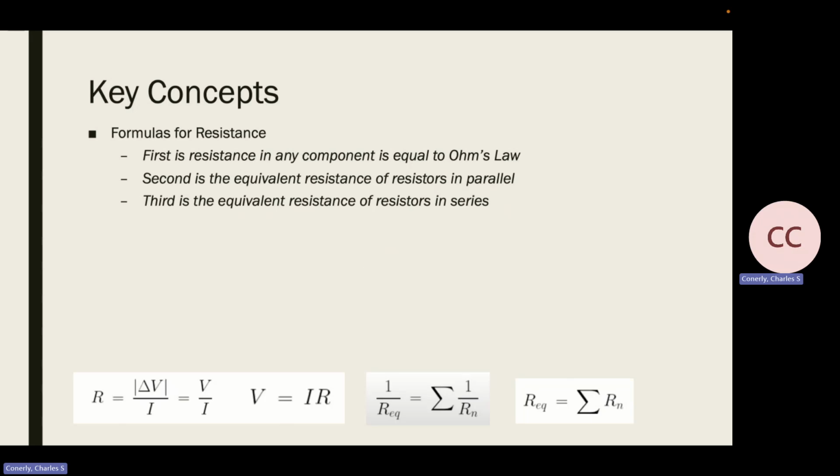Let's look at some of the formulas we're going to be using for calculating resistance. First, the resistance of any component is going to be given by Ohm's law. That's the first equation you can see down there. Second is the equivalent resistance of resistors in parallel. It's going to be the sum of 1 over Rn. That's the second equation you see. And then we have the third equation, the equivalent resistance of resistors in series, and it's just the sum of Rn.